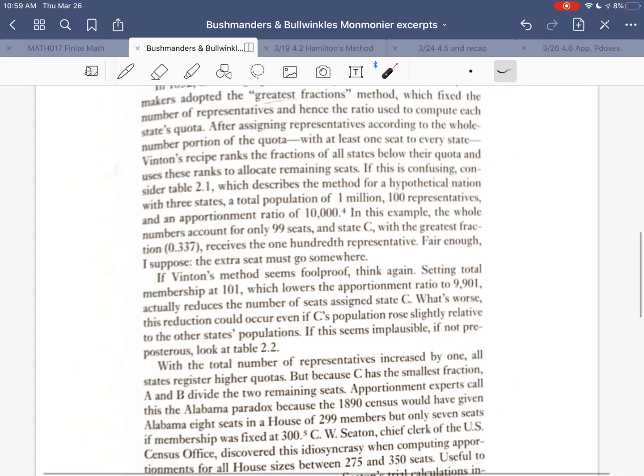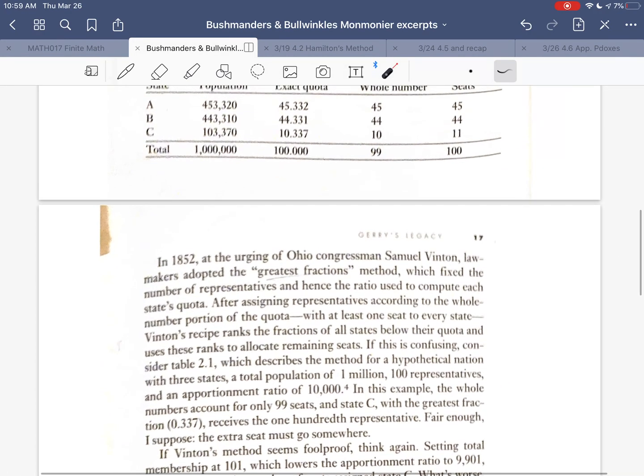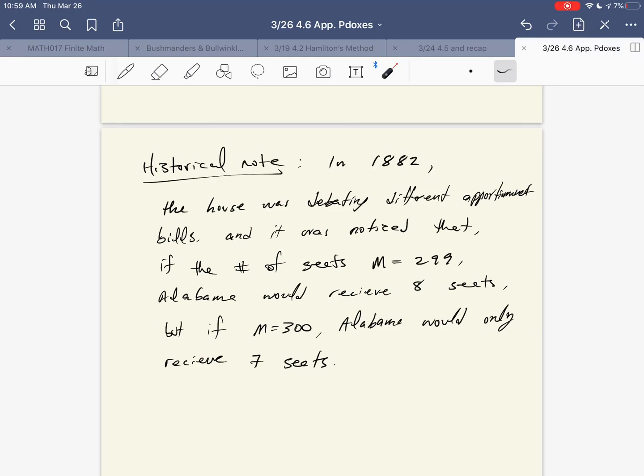With 100 seats in the House, Alabama, or state C, was apportioned 11 seats. And with 101 seats in the House, it went down to 10. This is paradoxical. This actually occurs, and it wouldn't be so difficult for this to occur in real life. And so we took it seriously, and we don't mess around with it anymore. Good. So that's the most important paradox.